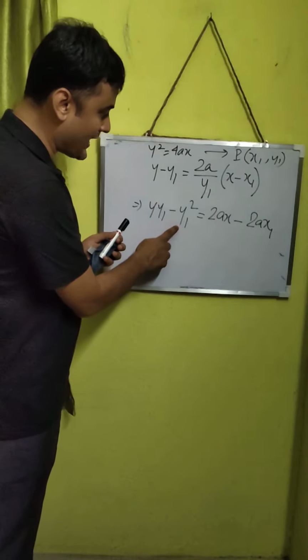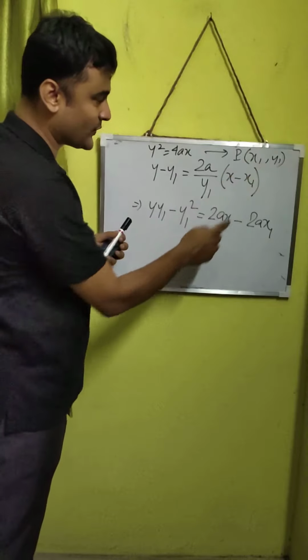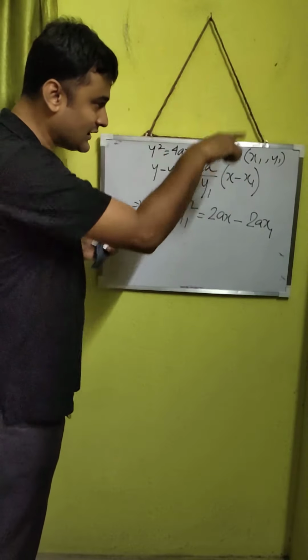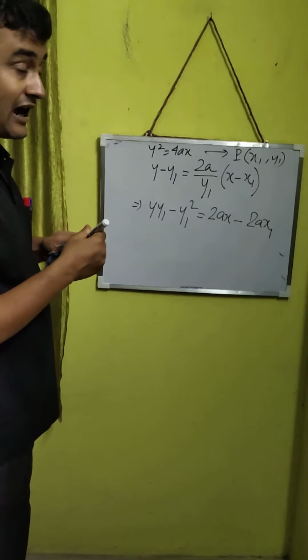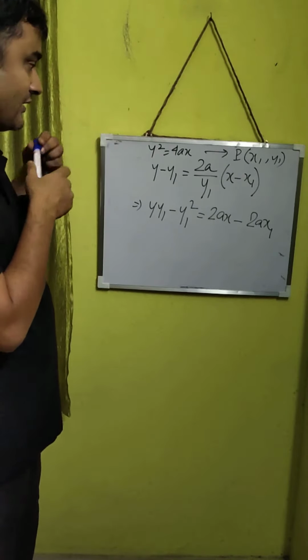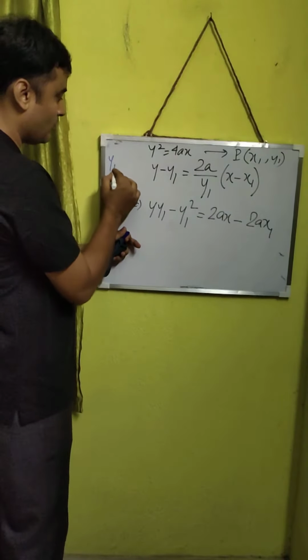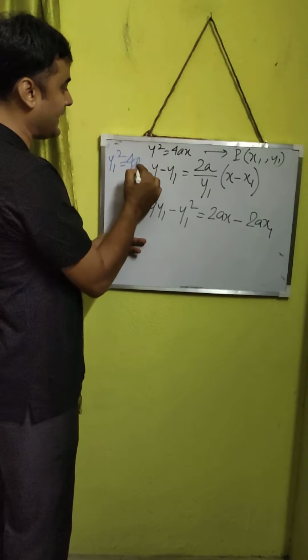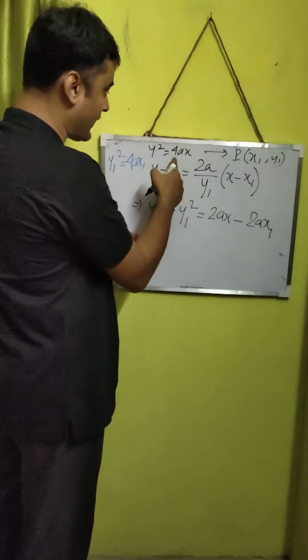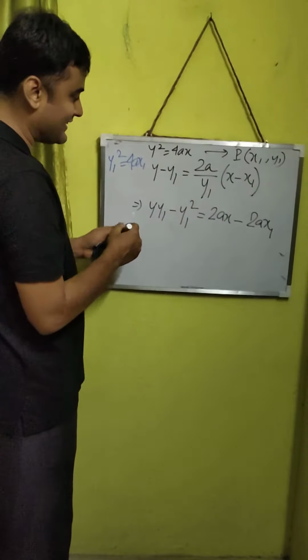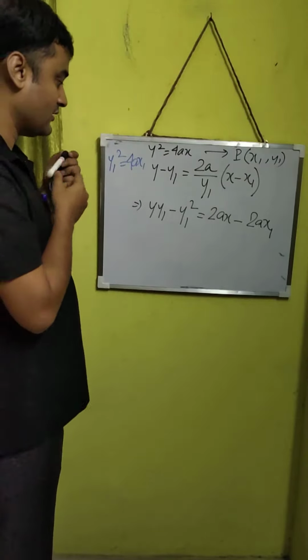What happens here? See, this point x1, y1 again resides on this parabola. That means we have the relation y1 square equal to 4ax1. So let us replace this by 4ax1. What do we get?